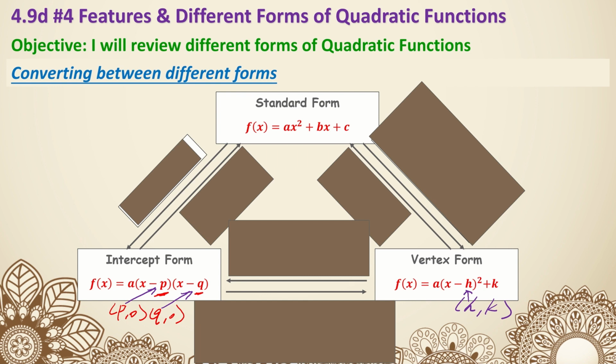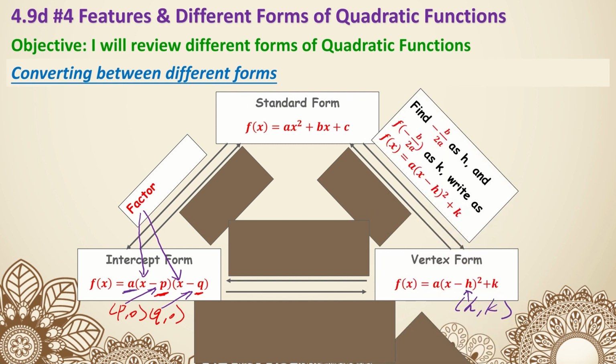So back in 4.9d, we have learned how to convert from standard form to intercept form. We're going to factor, but don't forget, eventually you also need to make sure it's going to get into x in both the parentheses so that you can have an a in the front. As for standard form to vertex form, we're going to need to find the negative b over 2a so that you can actually use that as your h and then plug it in to find your k and eventually write it as a times x minus h squared plus k.